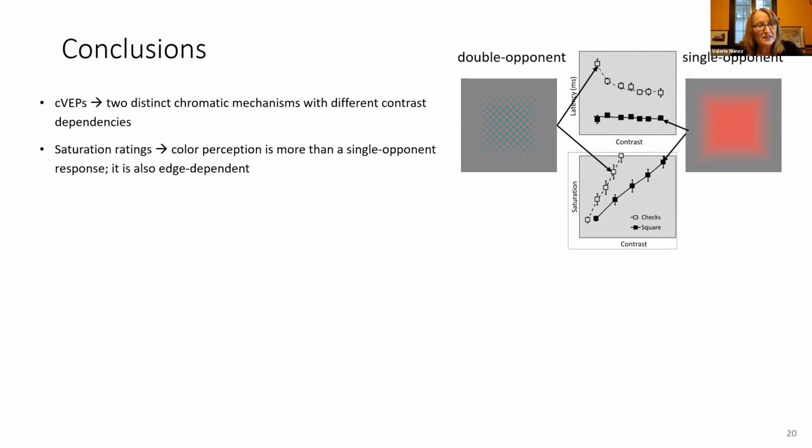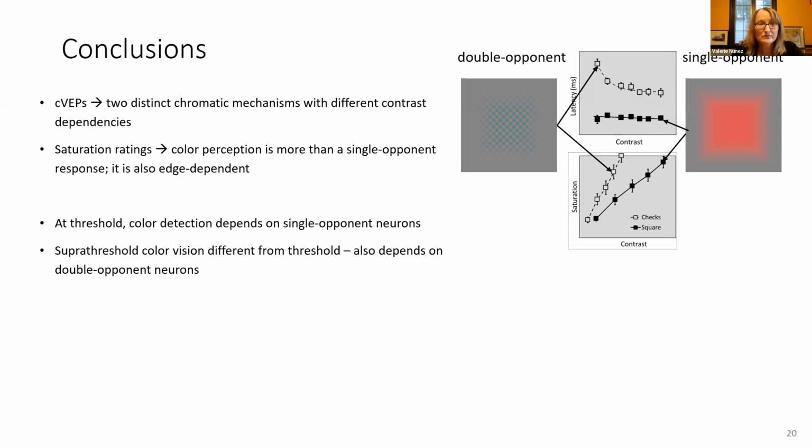From our saturation ratings data, we have seen that suprathreshold color perception is more than just a single opponent response. It also involves edge-dependent double opponent neurons. Therefore, we have shown that edge-dependent double opponent neurons contribute to both the cVEP and perceived color saturation of color patterns. While threshold detection is low pass and due to single opponent neurons, suprathreshold color vision is different from threshold. Double opponent cells contribute more to color perception above threshold than at threshold.